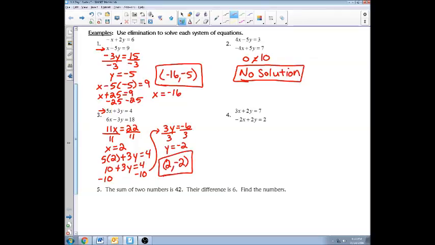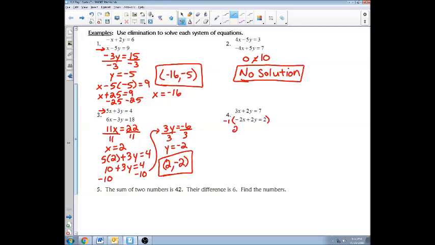Okay? On to problem 4. Do I have either variable as an opposite? In this case, I do not. So what I'm going to do is multiply one of them. What I'm looking for at this point is, do I have the same coefficient on either variable? Well, I do with the y's. I have a 2y and a positive 2y, right? I need to make one of those negative. In order to do that, I'll multiply the entire second equation by negative 1.